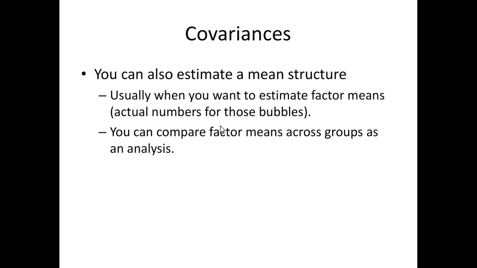I can also estimate a mean structure. And so mean structure is estimating the correlation table and the means for variables. That's usually when you want to understand factor means. So an actual number for the circles. And we'll do that when we get to multi-group models where we're looking at means across groups. Generally, this is a covariance only type of estimation, but you can also do mean structures as well.